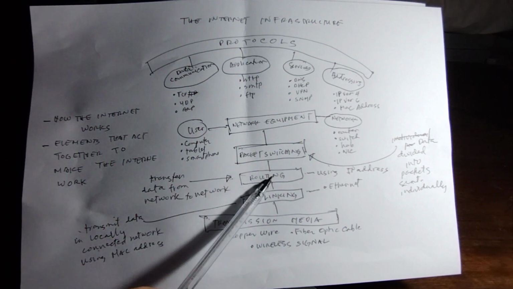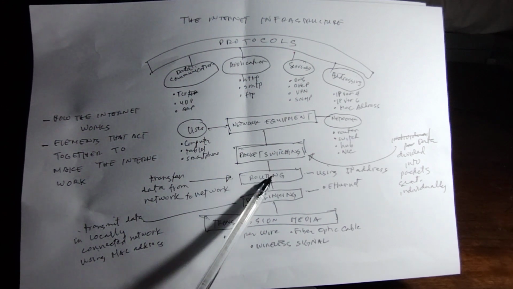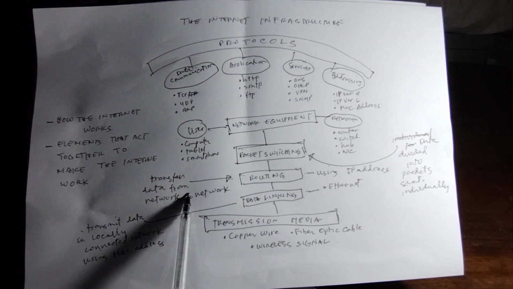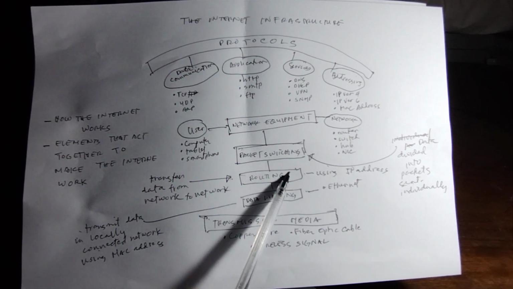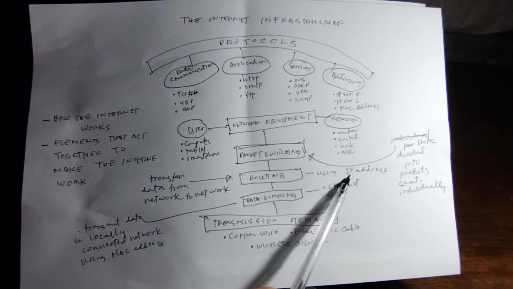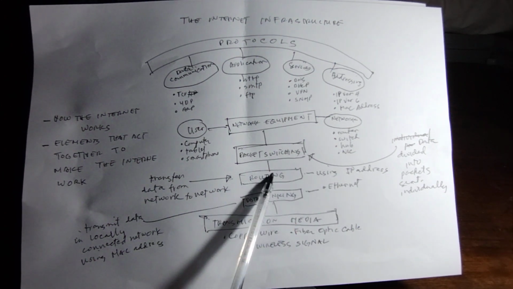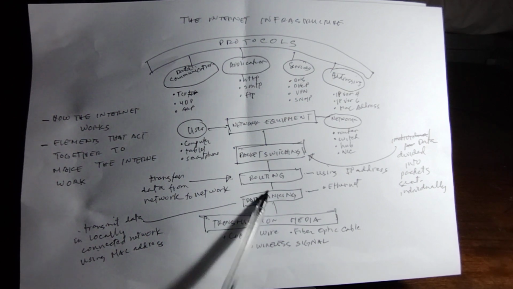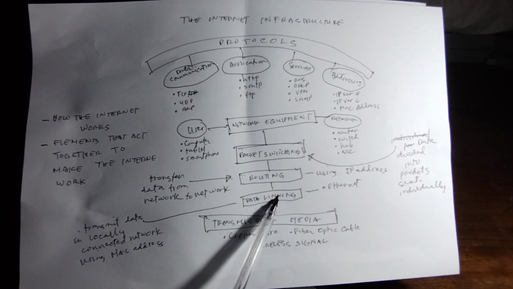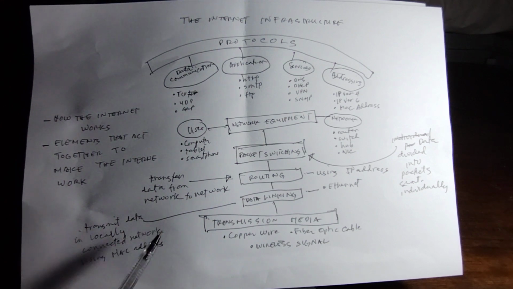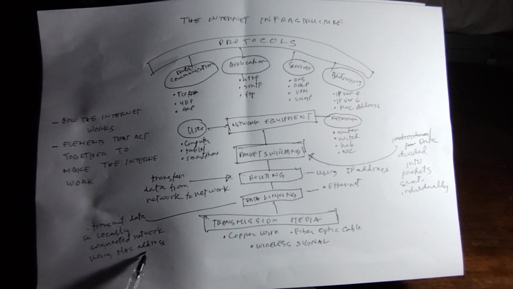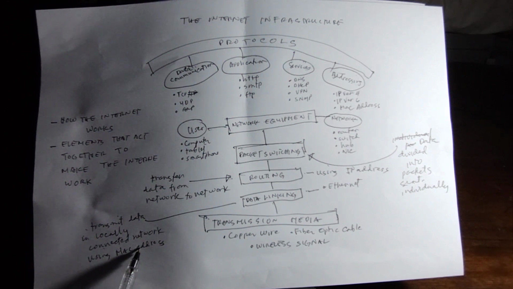So what are the ways by which data are transmitted? One is routing. Routing is the transfer of data from one network to another network, and it uses the Internet Protocol address. When the data reaches its destination network, what we are going to do now is data linking, which is the transmission of data from one device to another in a locally connected network using the MAC address.